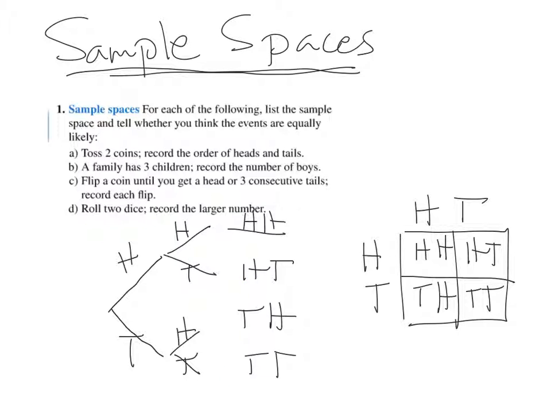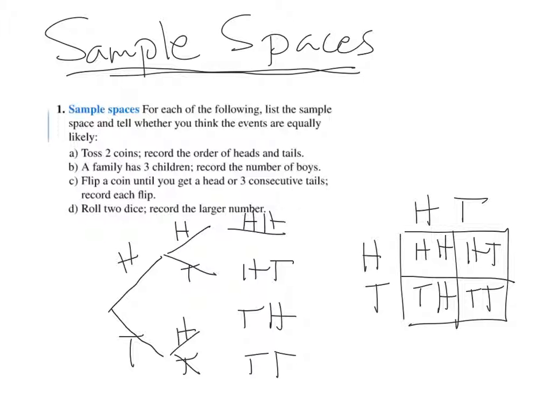Now, are these equally likely? Well, there's a 25% chance that I'll get each one of these outcomes. Now, if you're just talking about one head or one tail, well, that's a half, and those are all just one of each. So that's a different question.